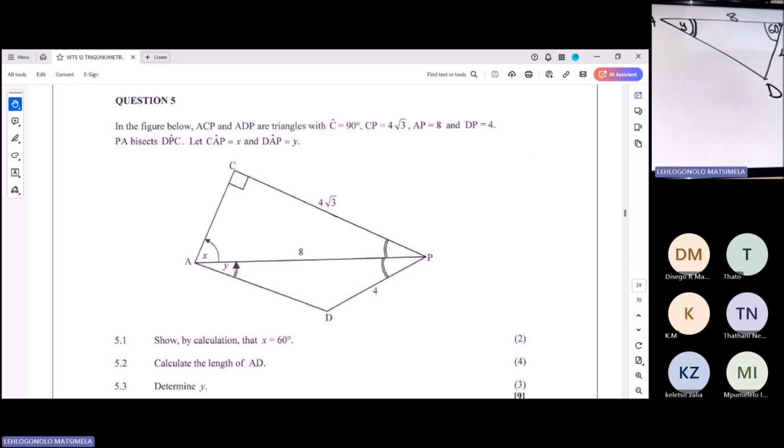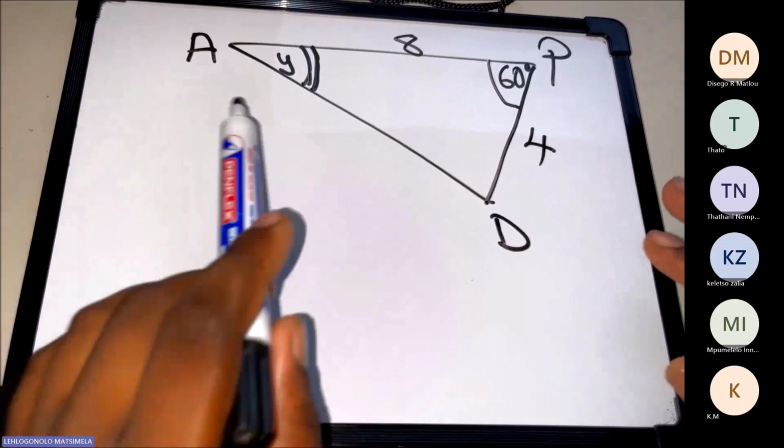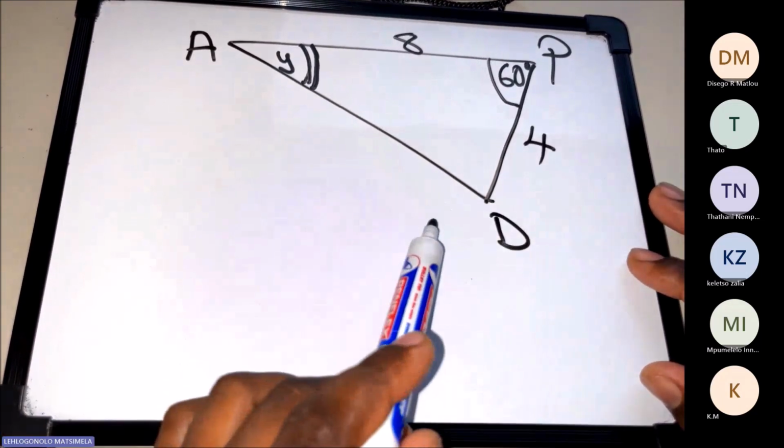Okay, now we can see the diagram. I only took triangle APD, and don't ask me where I got 60 from. I skipped the steps. Okay, let's see. Our triangle is triangle APD.